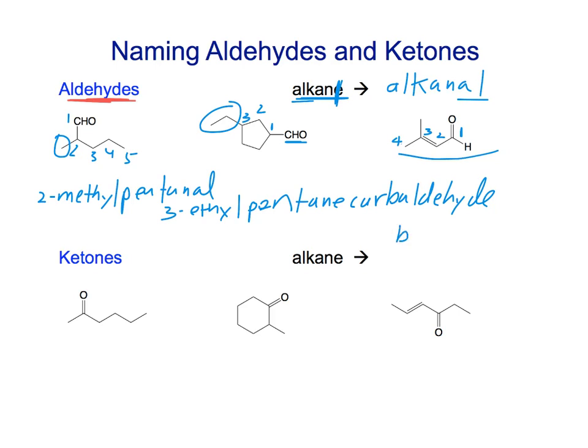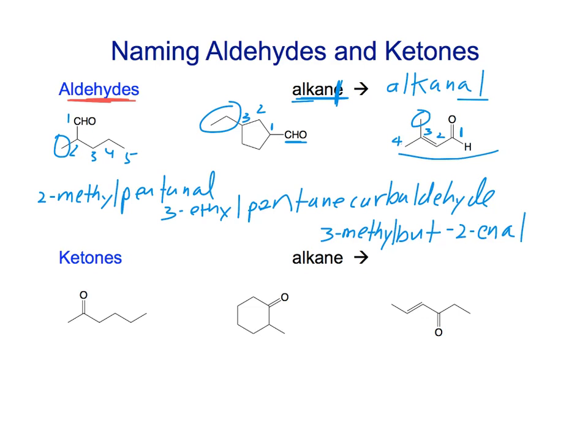So we're going to write but, and then put the number for that double bond, 2-enal. We have, again, a methyl group, this time at position 3, so 3-methylbut-2-enal. Not very smoothly named. All right, so that's how we do aldehydes.